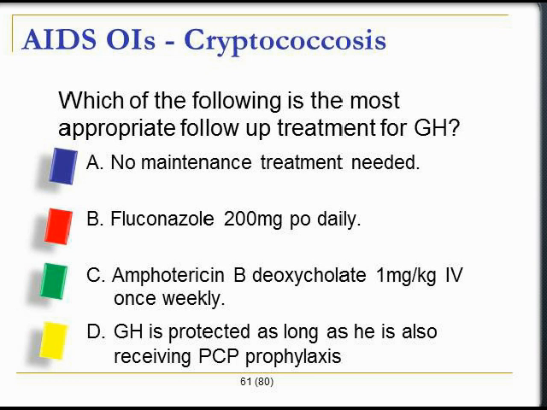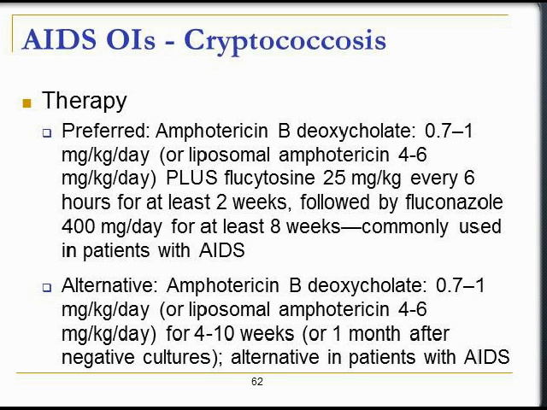All right. This is a little easier, hopefully, maybe. So let's talk about cryptococcosis. This is therapy now, not prophylaxis, but as far as treatment is concerned, the therapy recommendations are on page 62. The preferred therapy is amphotericin plus flucytosine for at least 2 weeks, followed by fluconazole for at least 8 weeks. So the combination amphotericin and flucytosine.